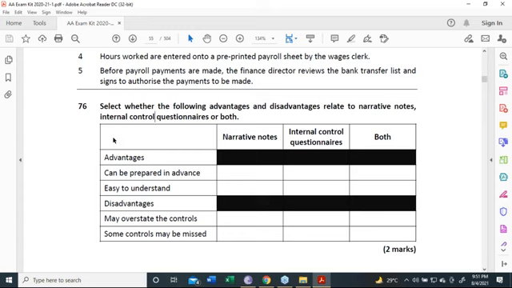You have to start work, then you have to realize how the system operates. Only then you will be able to prepare the narrative notes. So narrative notes cannot be prepared in advance. But can you prepare a list of internal control questionnaires in advance? Yes, you can. So you are going to only tick can be prepared in advance for internal control questionnaires. Narrative notes and internal control questionnaires are easy to understand. Yes. All the ticks will suggest yes. All the crosses will suggest no. So I will go for both.